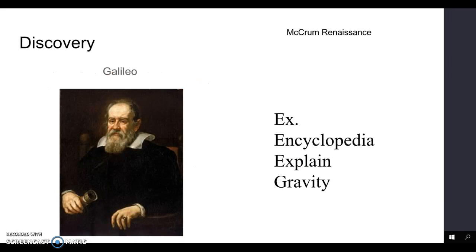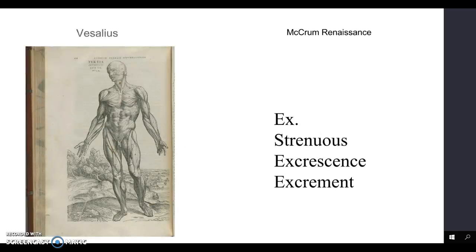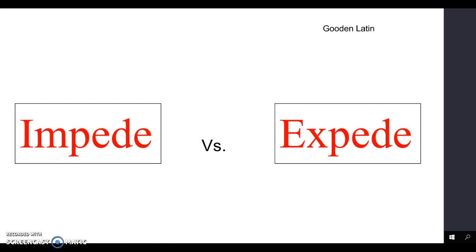The Renaissance was also a time of scientific revolution, and words were added to the English language to reflect the discoveries. Many words came from Latin, such as atmosphere, pneumonia, and skeleton. For example, Galileo's discoveries led to the words encyclopedia, explain, and gravity. Berzelius's discoveries led to words such as strenuous and excrement, and Gilbert's discoveries led to words such as paradox, eternal, and chronology. Overall, the period of the Renaissance added 10 to 12,000 words to the lexicon.